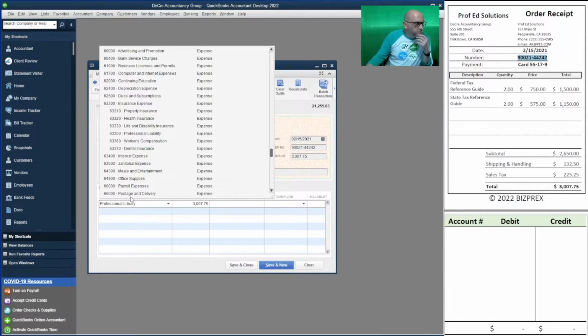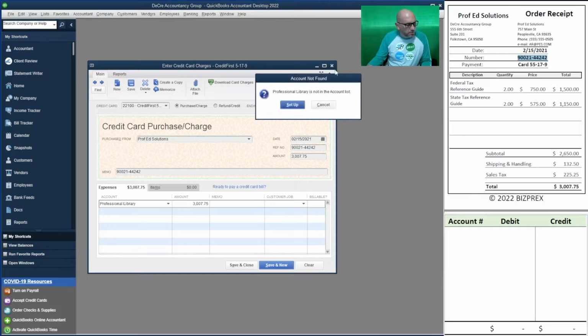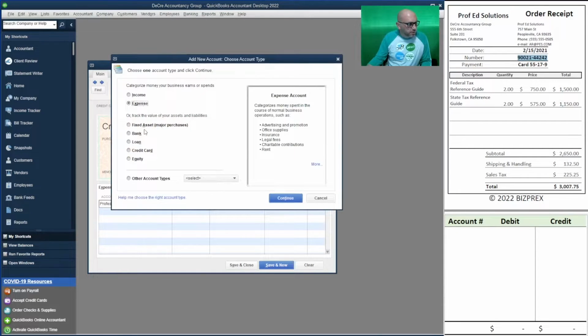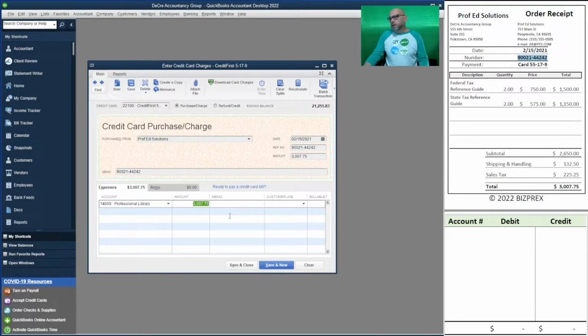Well, we don't have professional library yet, right? But we're going to add it. And it's going to be under fixed assets, 18,000. Well, we have accumulated depreciation. I guess we could change it later. We can make it 14,000. Okay. Maybe 14,000. Up, continue. It's a fixed assets professional library. There it is. All right.